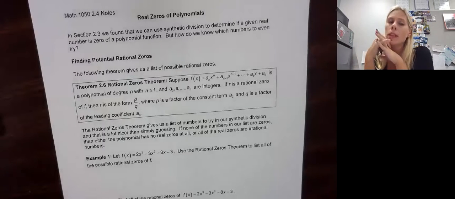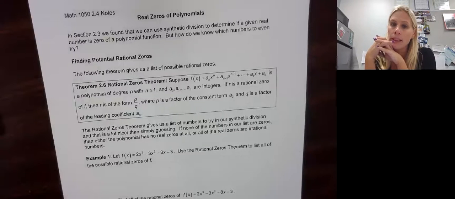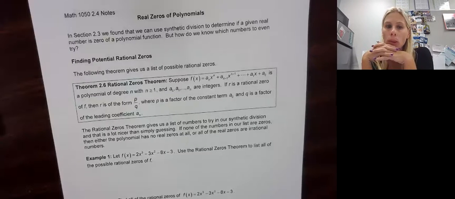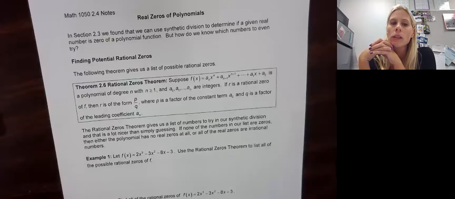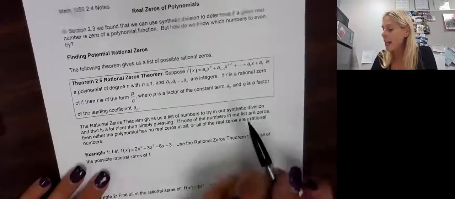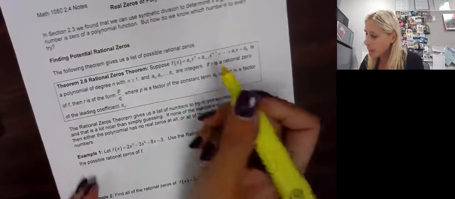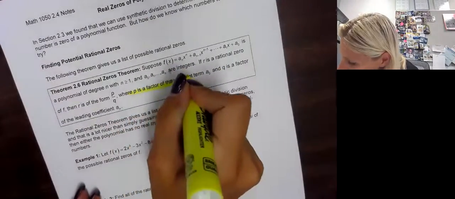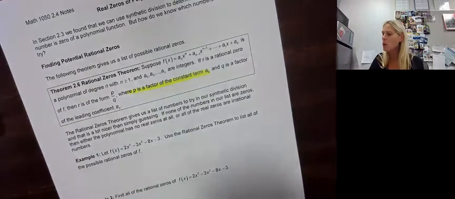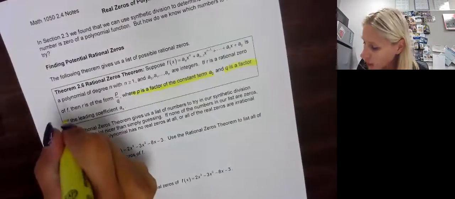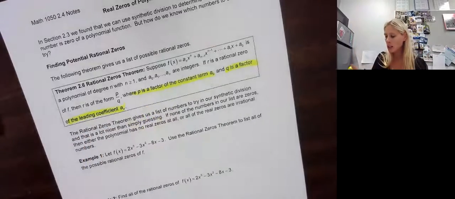And the way we can do this is from theorem 2.6, okay? So we have a polynomial with a degree n that's greater or equal to 1. If R is a rational zero of f, then R is of the form P over Q. P is a factor of the constant term a sub 0, and Q is a factor of the leading coefficient a sub n.